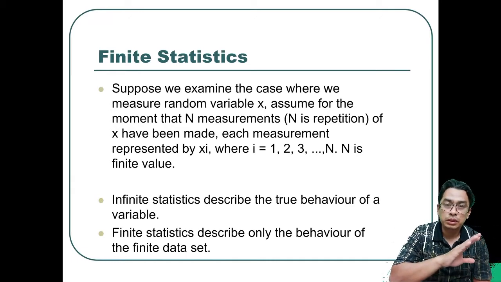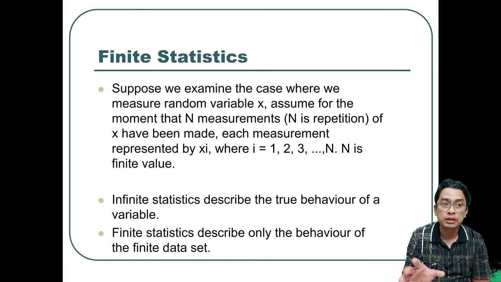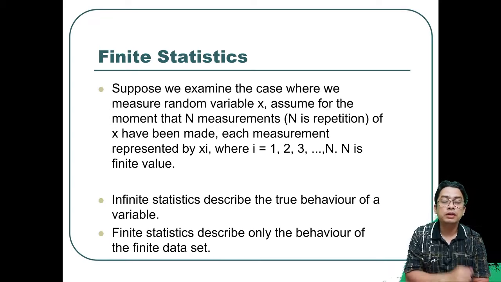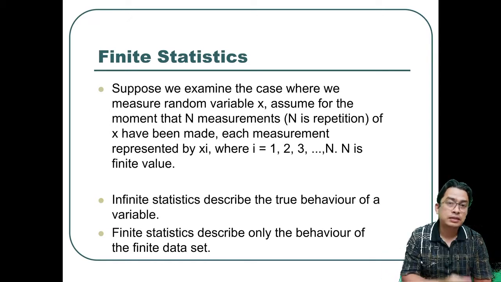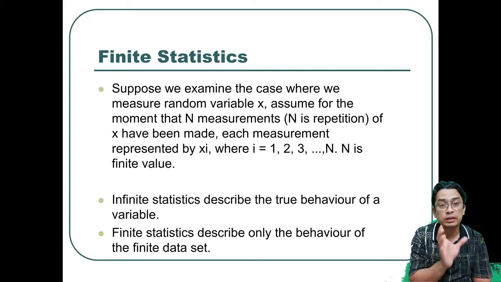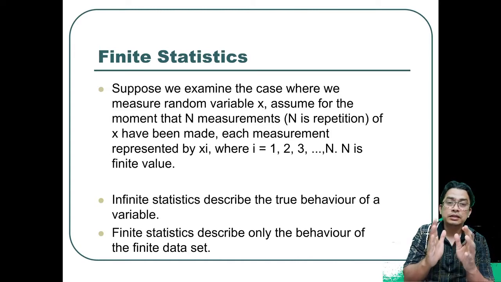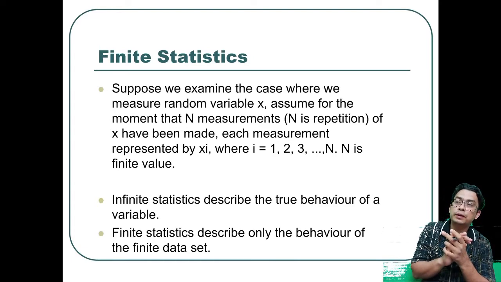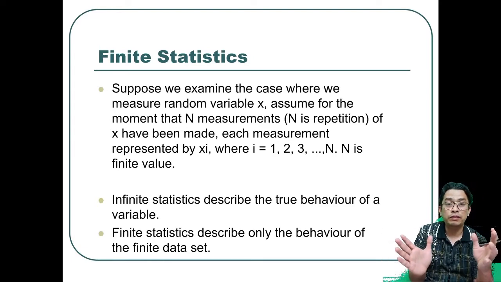So if we summarize all the information using statistical information, for example mean, variance and standard deviation, the information will give the true behavior of the data because we take all the data. But for finite statistics, we only pick just a few samples. For example, let's say the first 20 samples, or the mid 20 samples, or the last 20 samples. So we only take a finite size of sample. We do this maybe because we don't want to measure all the data. Maybe we don't have time to measure all the data.